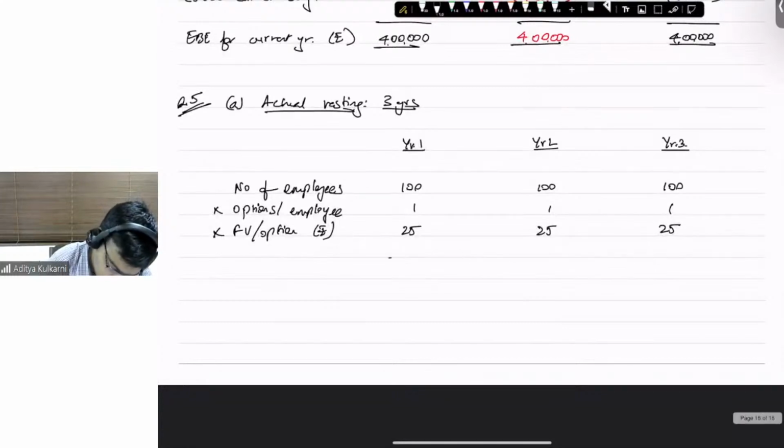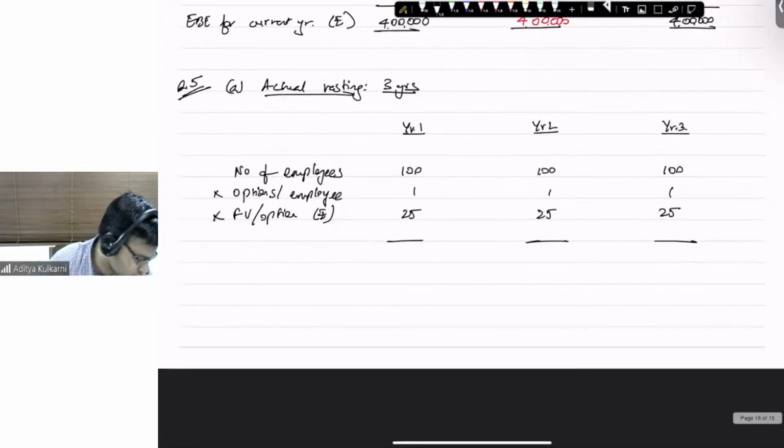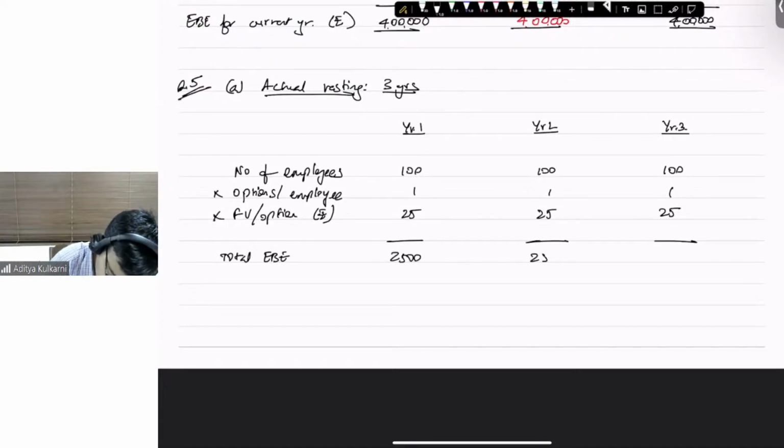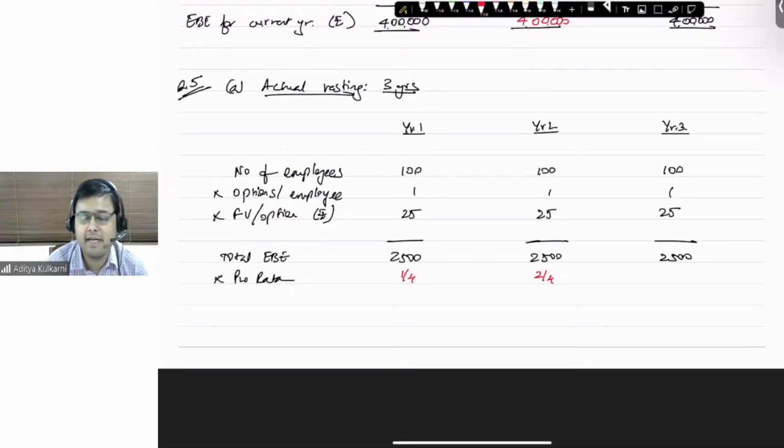Okay. So this gives me total EBE 2500 multiplied by pro rata. First year, I think I'll meet it in 4 years, so 1/4. Second year, I think I'll meet it in 4 years, so 2/4. Third year, I met it completely, so into 3/3. And then you do the calculations accordingly.